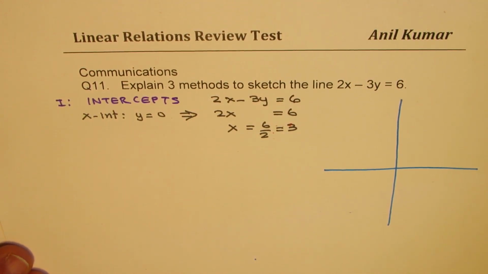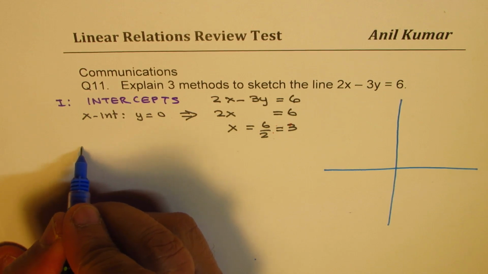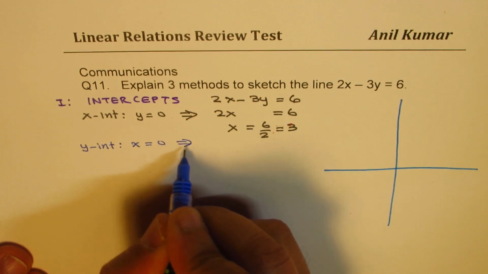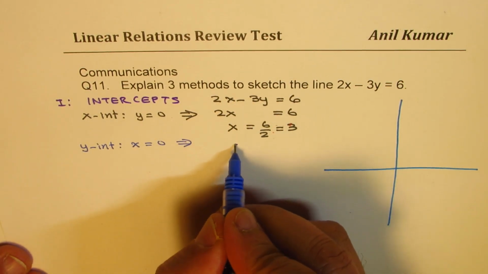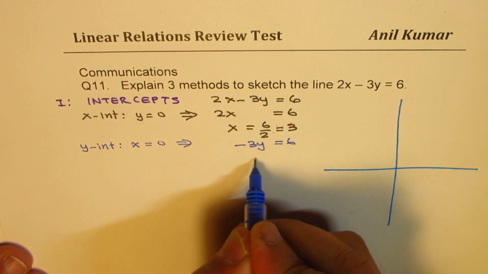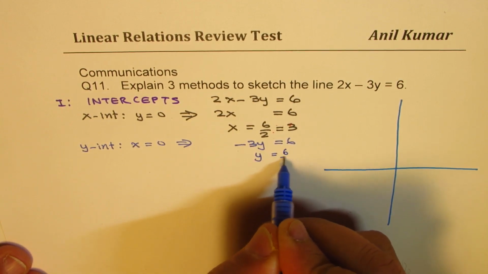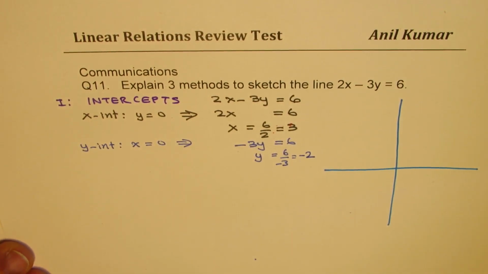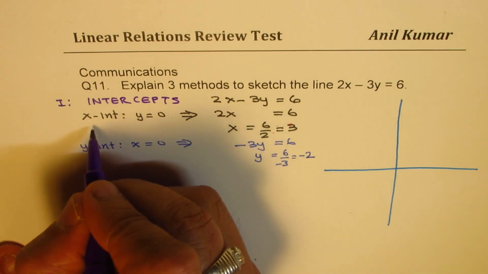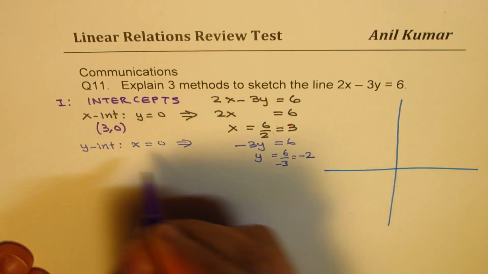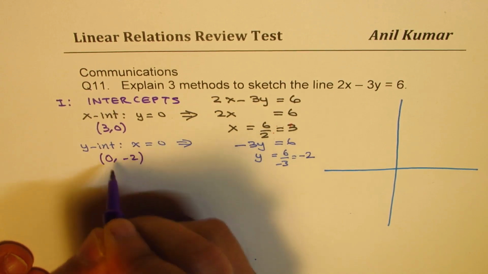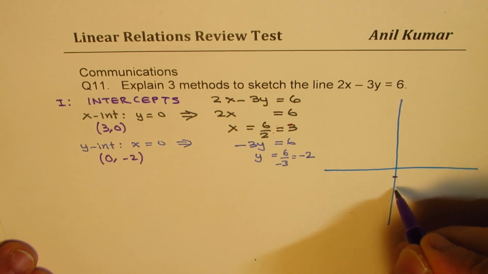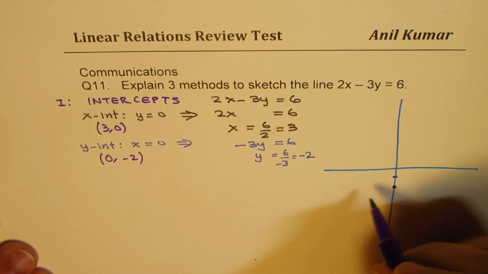Correct? Now, let us find the y-intercept. So when I say y-intercept, it means x is equal to 0. So we get 0 and we are left with minus 3y equals to 6. Dividing by minus 3, 6 divided by minus 3 gives us minus 2. So the y-intercept is minus 2. So we have a point here, the x-intercept being 3 and the y-intercept being minus 2. X is 0. So these 2 points, y-intercept means minus 2, let's say 1, 2. So that becomes y-intercept.